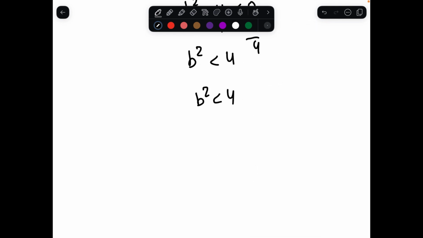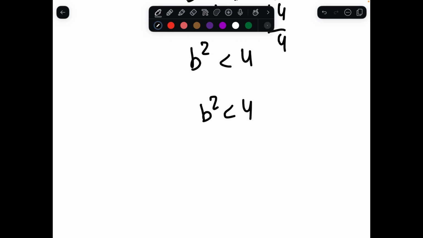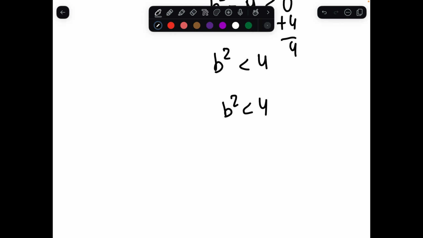All right, to solve this now, you need to realize that first, 4 is a perfect square, which means the square root of 4 is 2. And the other thing to notice on the left side is that no matter if b is negative or positive, you're going to get a positive number regardless, because a negative number squared is a positive number, and a positive number squared is a positive number.